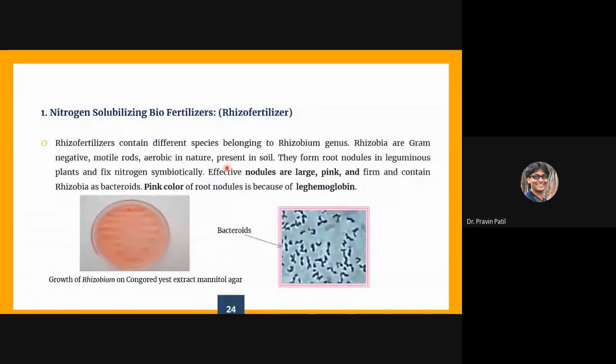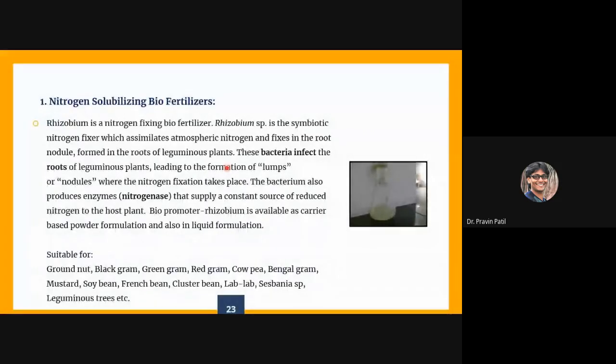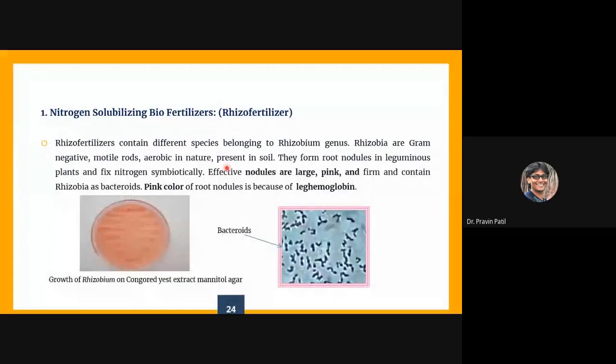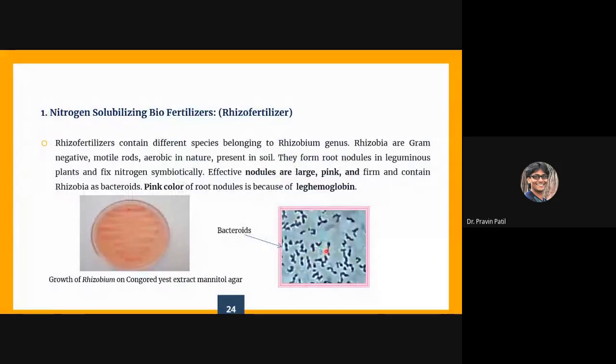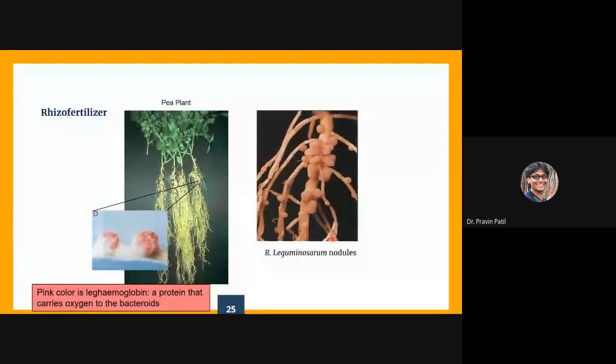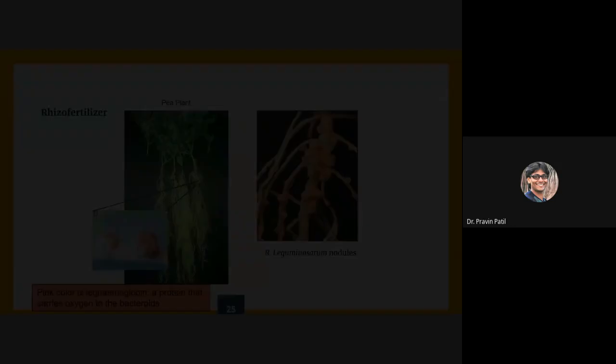Then rhizofertilizers, since rhizobium bacterium is used, they are also known as rhizofertilizers. These are just different names. Please do not get confused. So what happens is here they have this leghemoglobin protein molecule which carries oxygen to the bacteroids. Bacteroids are the rhizobium species structures which are actually found at the site, and this pink color is given by this. That is why you could see these pink color nodules in some plants at their roots. So this is nothing but a rhizofertilizer.